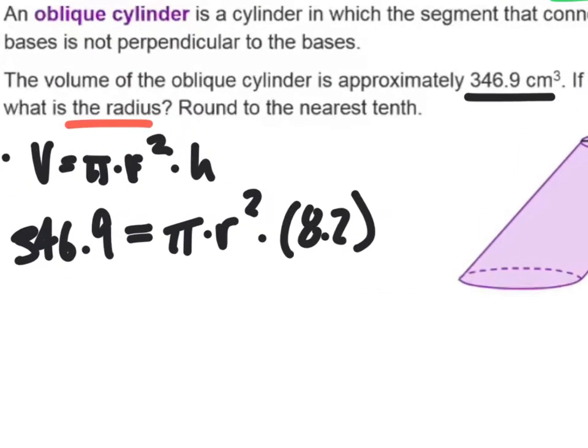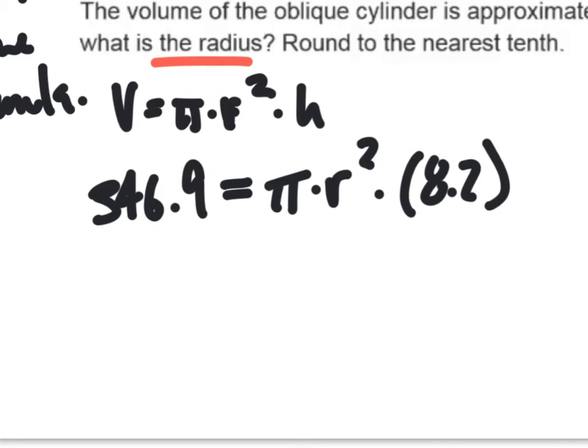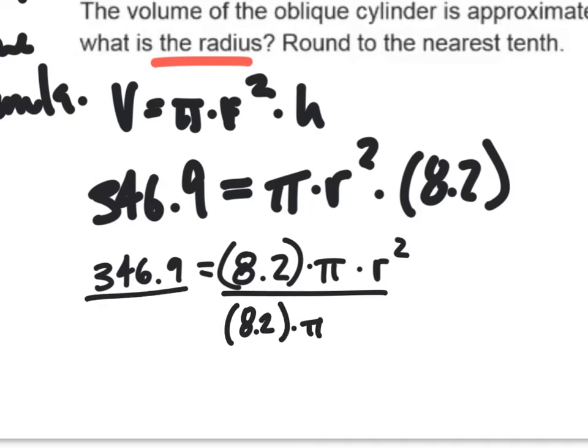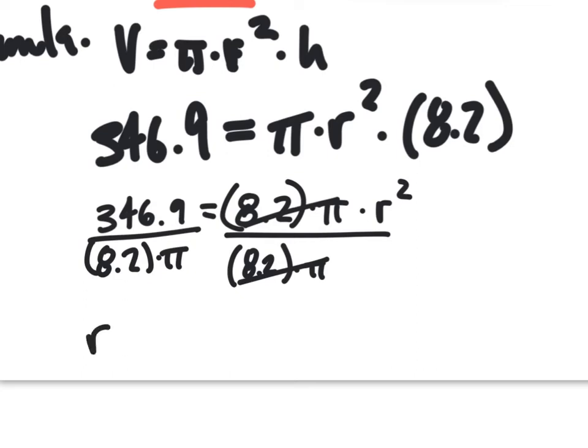Now, I'm going to reorder this. I'm going to zoom in and write a little bit smaller. I'm going to reorder this and say 346.9 is equal to 8.2, this value, times pi, times the radius squared. Now, I'm multiplying by 8.2 and pi. Both of these are numbers, so I'm going to divide both sides by 8.2 times pi. So these are going to divide out, and so then my radius squared is equal to 346.9 divided by 8.2 times pi.